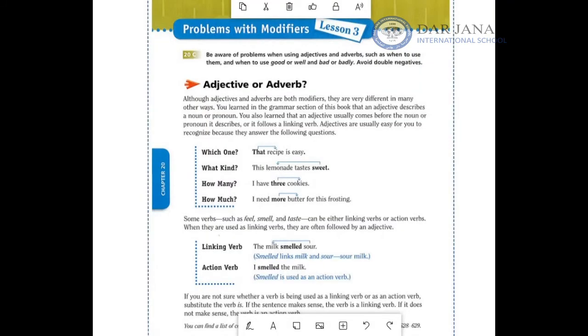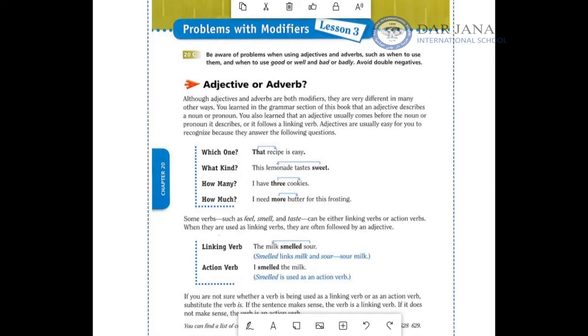Hello everyone. This is Chapter 20, Lesson 3, Problems with Modifiers. This lesson is about the problems that we might face while using modifiers. Modifiers such as adjectives or adverbs might be used incorrectly, and we might have problems regarding using them.